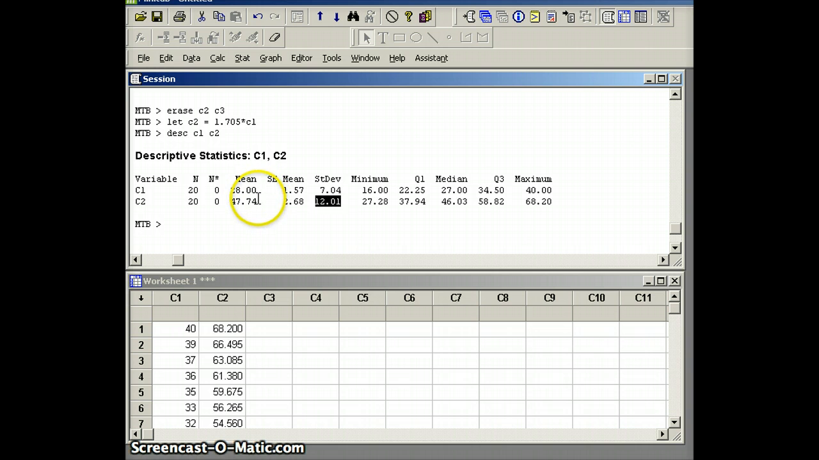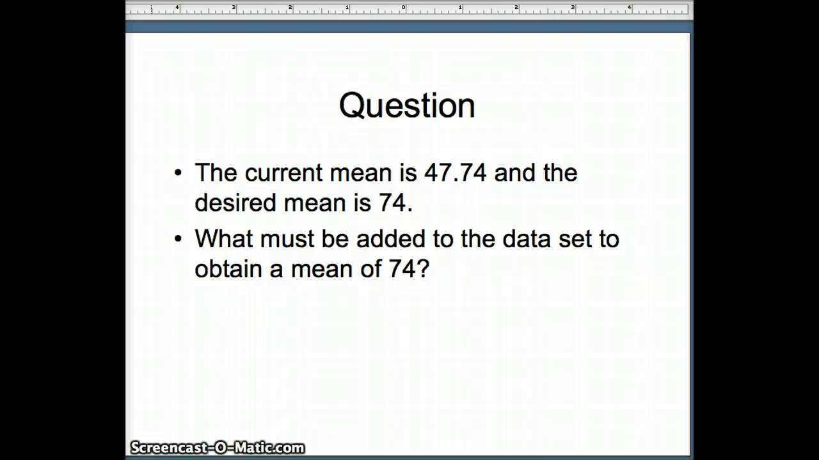But my mean isn't quite where I want it to be. My mean is 47.74. At this point, I can add something to both sides to get what I'm looking for, to get the required mean for the translated data set. So our current mean is 47.74, and the desired mean is 74. And the question we have to ask is, what must be added to the data set to obtain that mean of 74? So what number do we need?